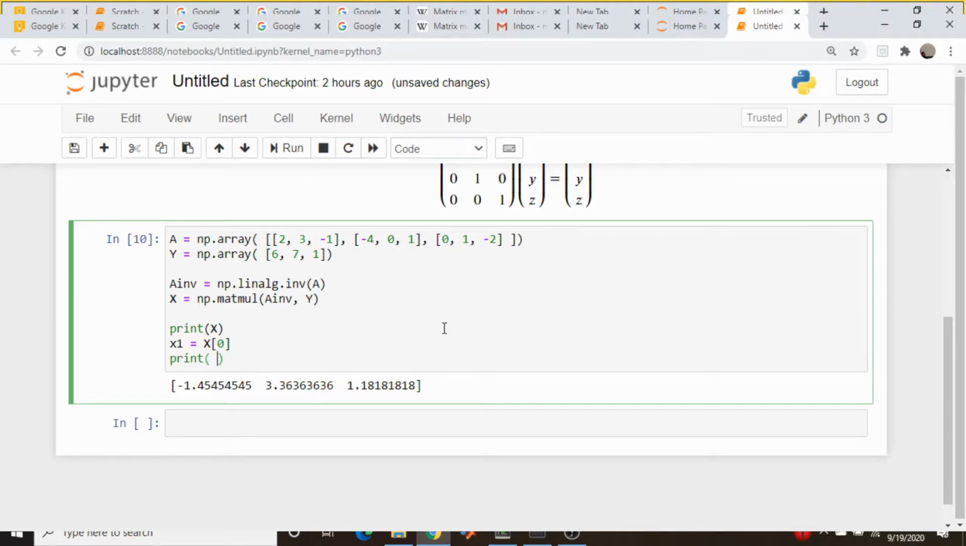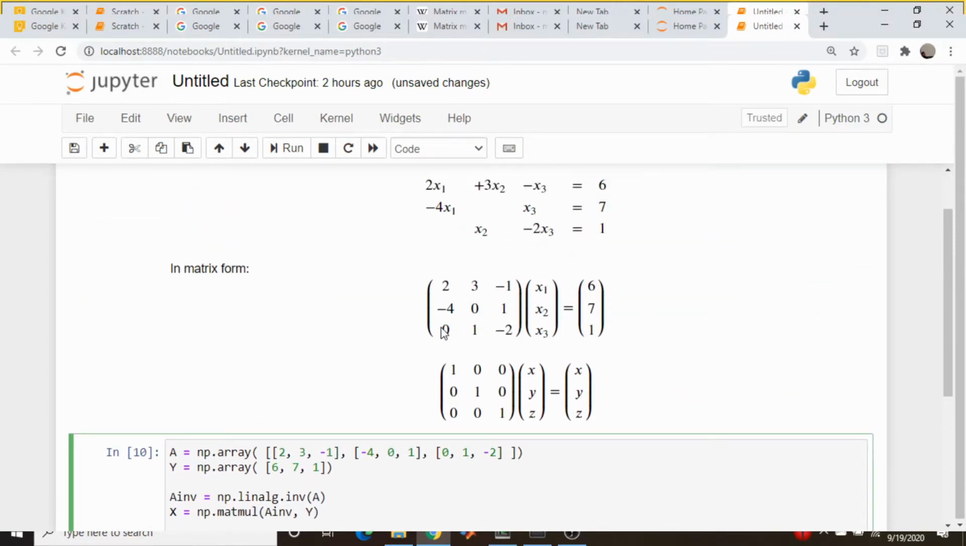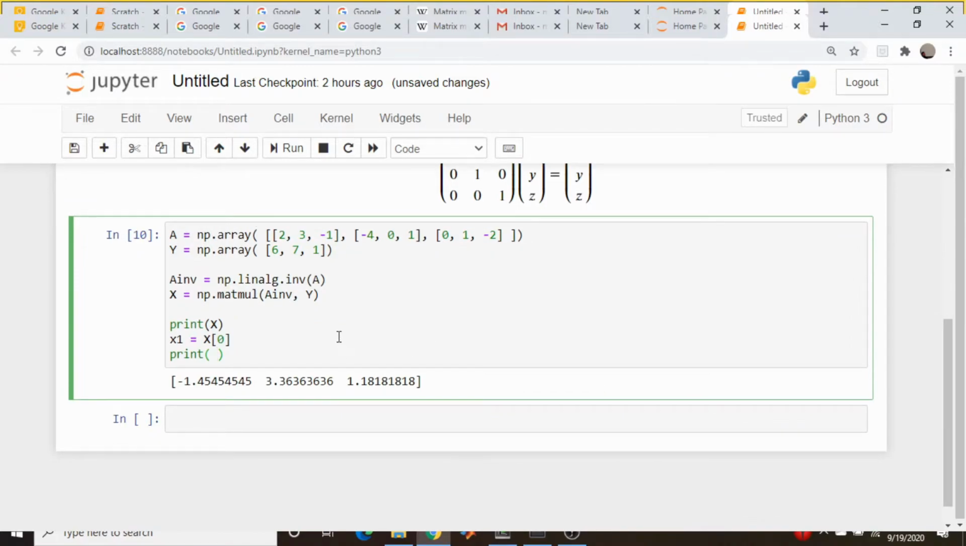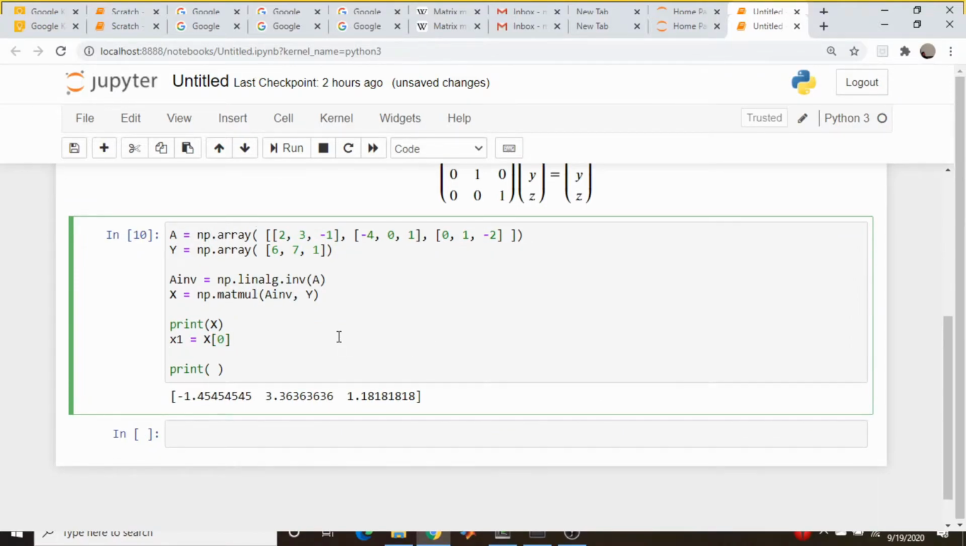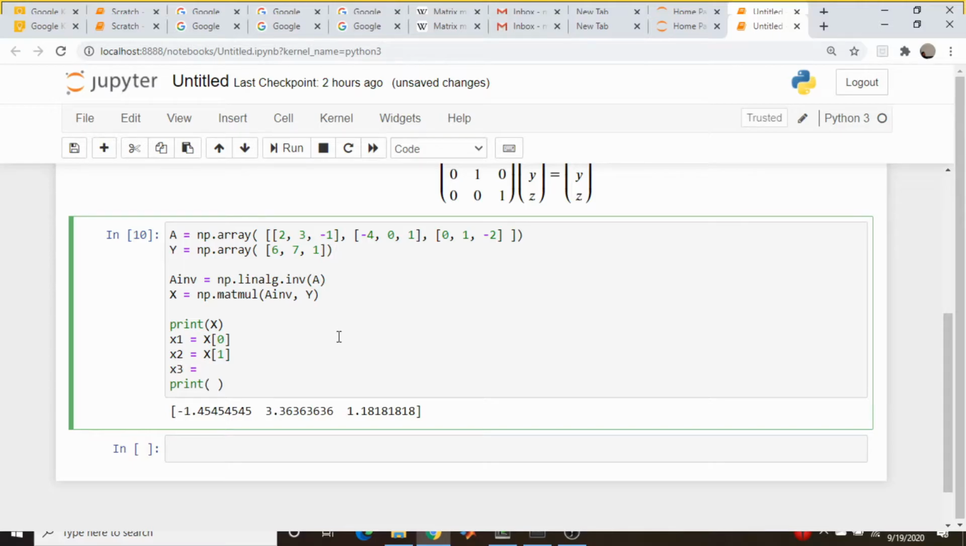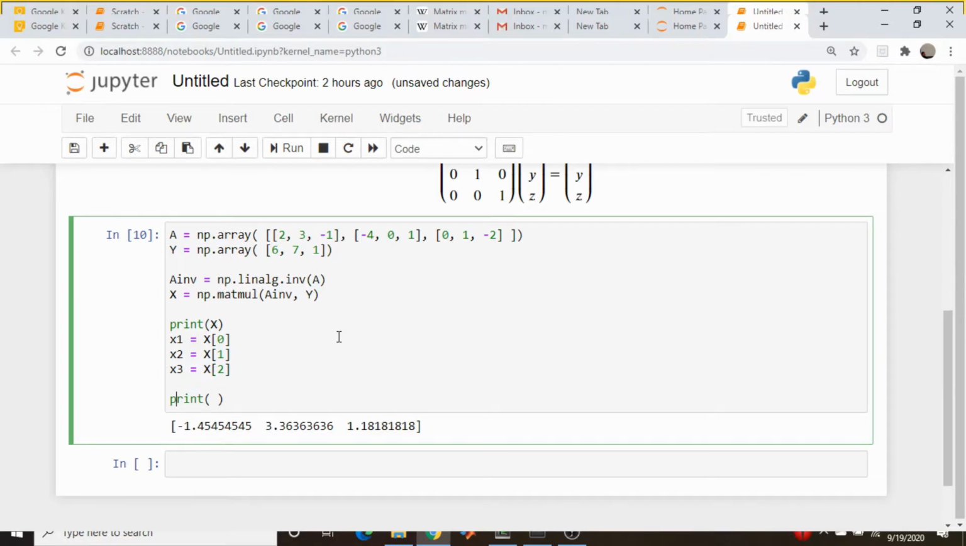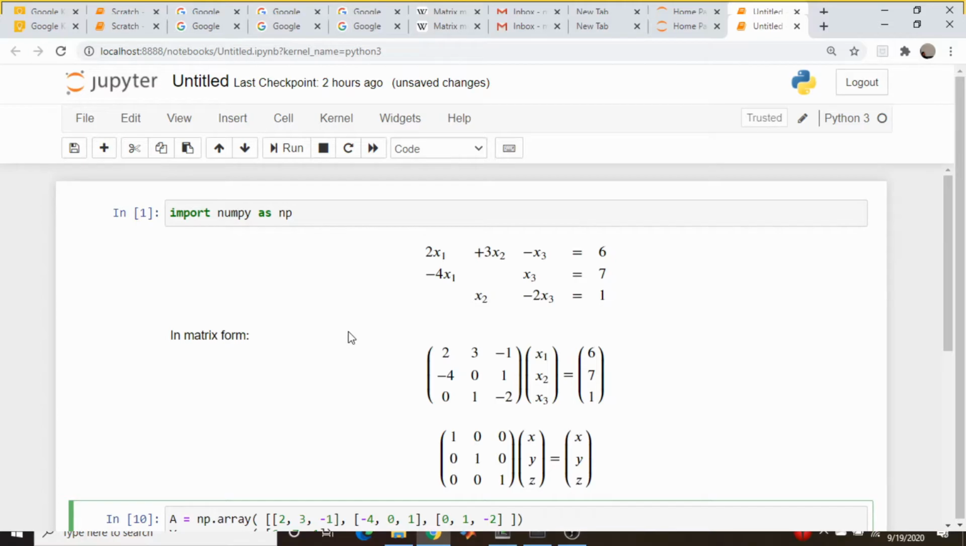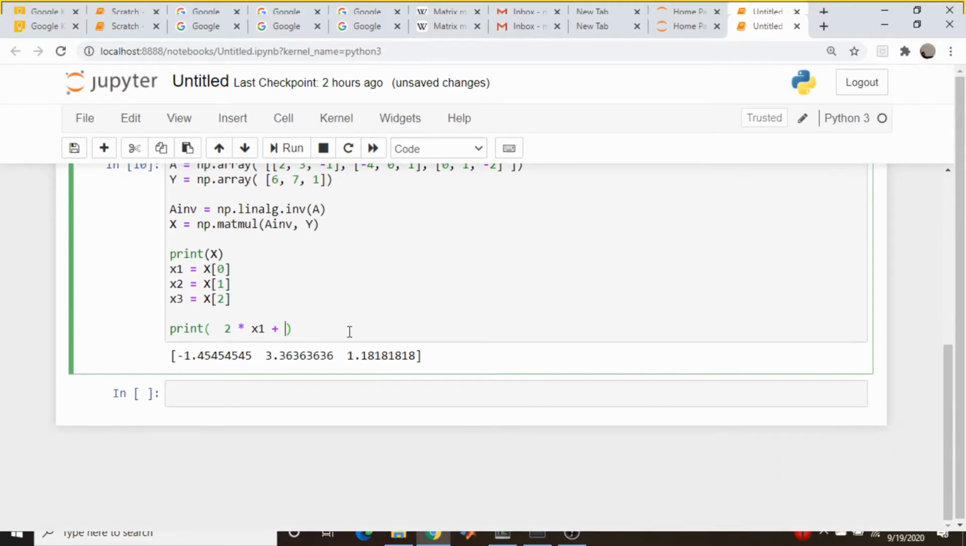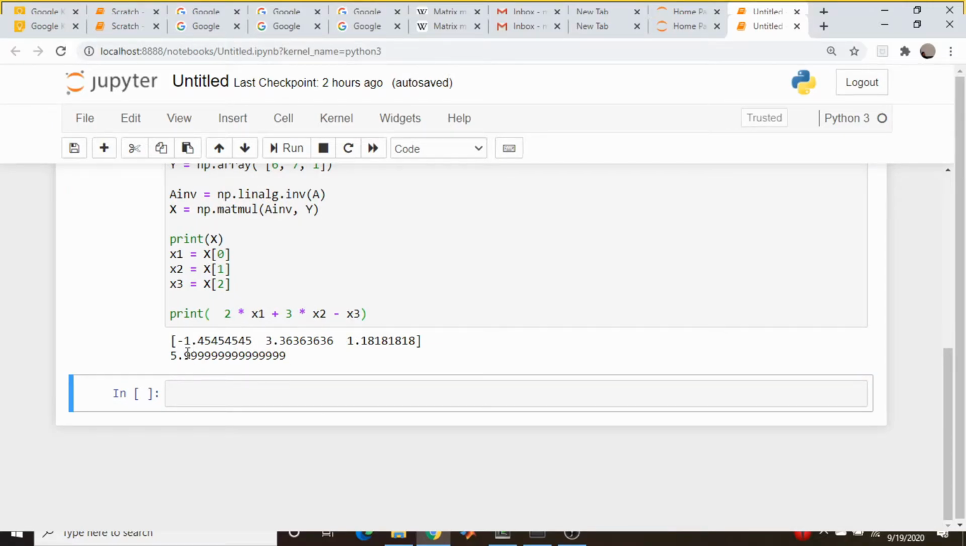And let's print out our equation here. It is 2 times x1. Well, actually, we'll need to pull out all of them, won't we? So let's do x2 is equal to capital X1. x3 is equal to capital X2. Let's come down here and print 2 times x1 plus 3 times x2 minus x3. And you can see we get 6.